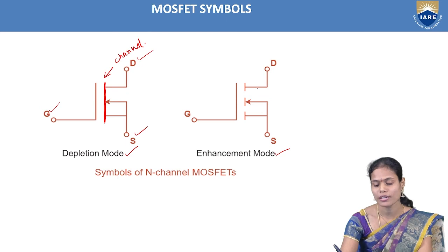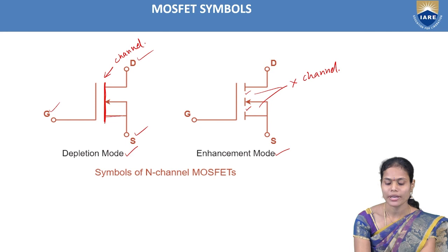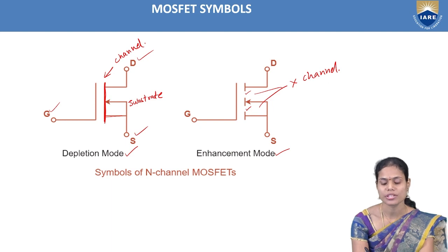But in the case of the enhancement MOSFET, there is a gap between the drain and source terminals. This gap indicates there is no channel physically present between the drain and source terminals. And why are we combining these two? Here this one is the substrate. So we tied both the substrate and source terminals and made it one terminal, the source. That's why these two terminals are tied together here in both the depletion as well as enhancement mode.